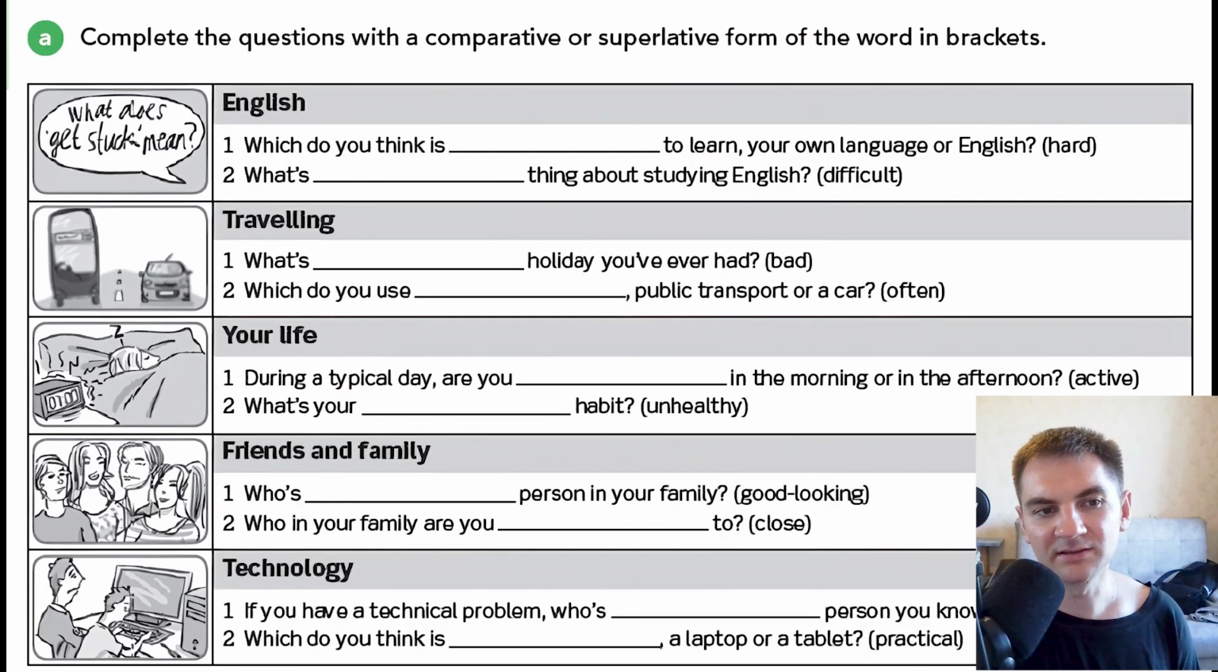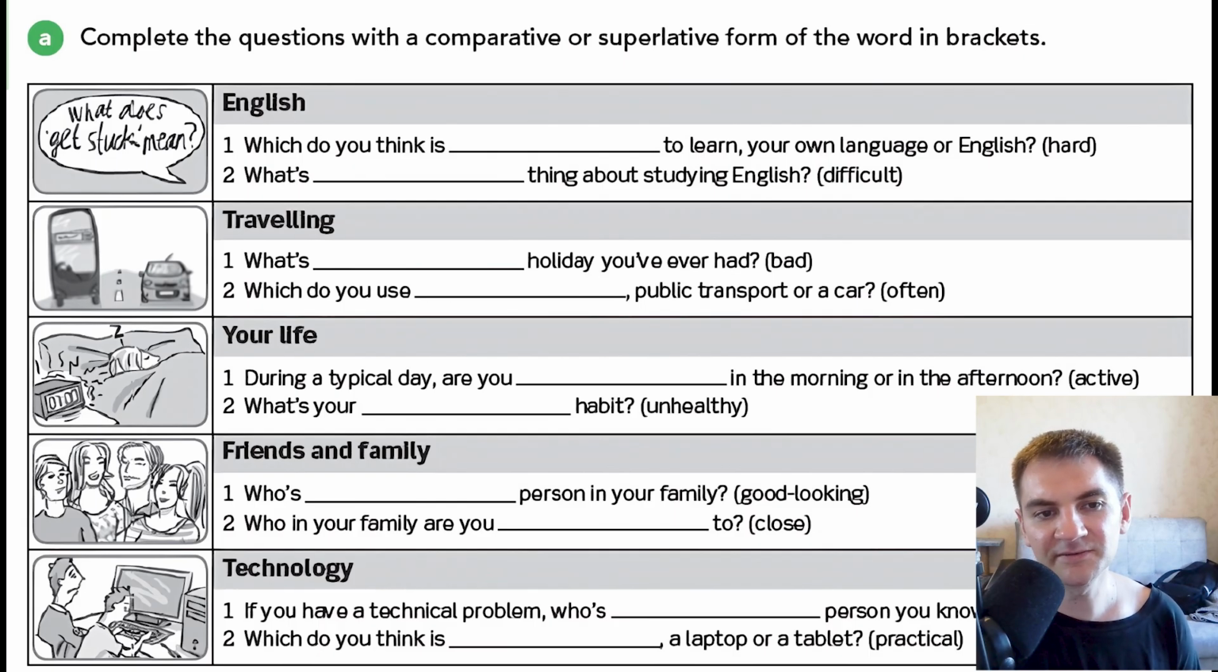Extra speaking. Complete the questions with a comparative or superlative form of the word in brackets and then answer the questions. Let me speak first. Which do you think is the hardest to learn, your own language or English? Of course, I think it's my own language, my native language. It's very hard, and I think it's one of the hardest languages in the world to learn.